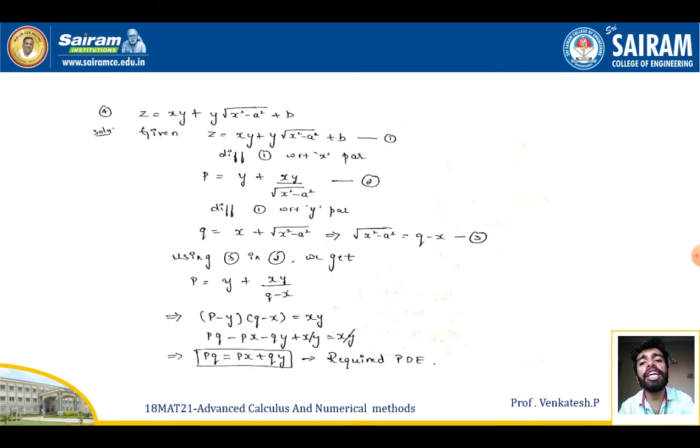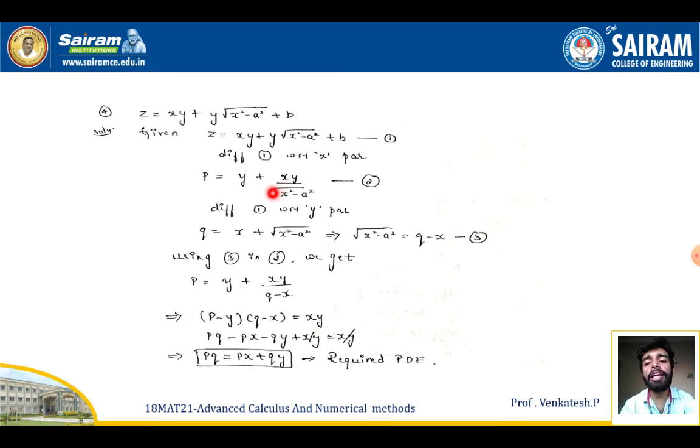Differentiating equation number 1 with respect to x, I will get p is equal to, so x will become 1, so only y I will get here, y plus xy into square root of x square minus a square. On differentiating this square root, I will get 1 by 2 into square root of x square minus a square. Differentiating x square, I will get 2x here. 2 gets cancelled. So I got the equation y plus xy by square root of x square minus a square.